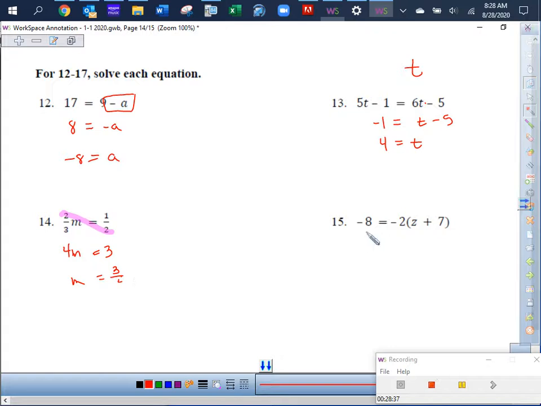And number 15, anybody remember what this thing's called? If you had to do this, what's that called again? Distribute. You could do that if you wanted to, and I will let you. You could also get rid of this times negative 2 by dividing both sides by negative 2 first, if you wanted to. But I think we'll be more successful if we just distribute the negative through.